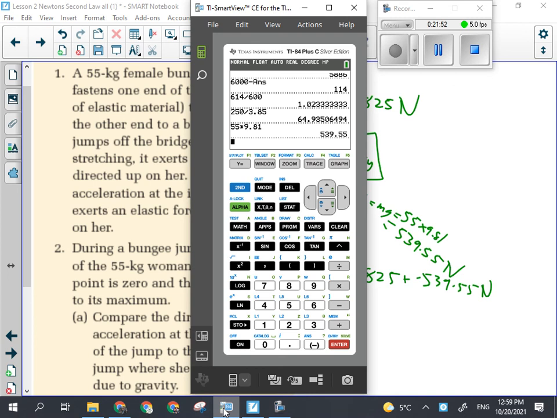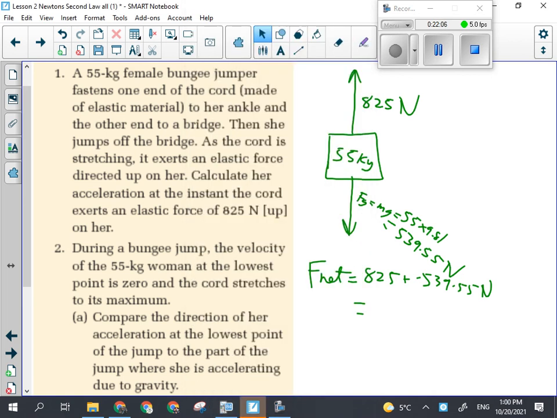So 825 minus my answer. Okay, so 285.45 newtons is my net force, and it's upwards. All right, so now I know what net force is, 285.45. That is my vector sum of all forces, and it equals m times a, right? I just have to divide by the mass, and I'll have my acceleration.